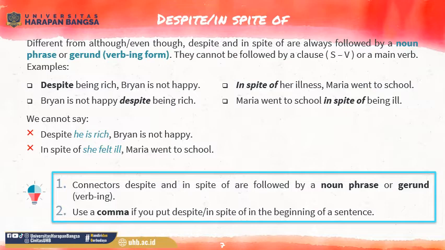Tadi kita sudah bahas although dan even though selalu diikuti oleh klausa, ada subjek dan predikat atau verb. Tapi untuk despite atau in spite of, mereka tidak pernah diikuti oleh klausa. Mereka hanya diikuti oleh noun phrase, kata benda atau frase benda, atau gerund. Gerund adalah verb ing form, bentuk verb ing ya.